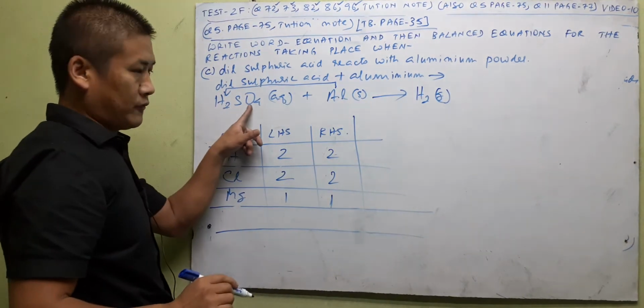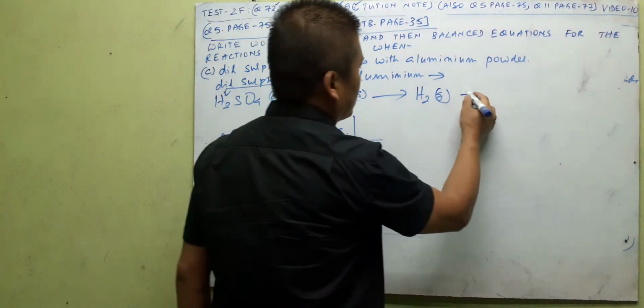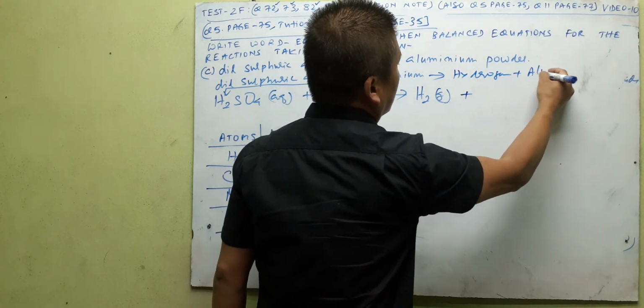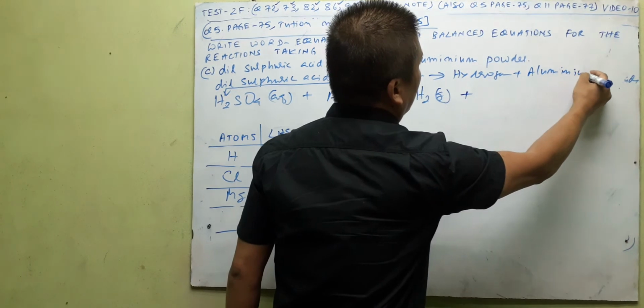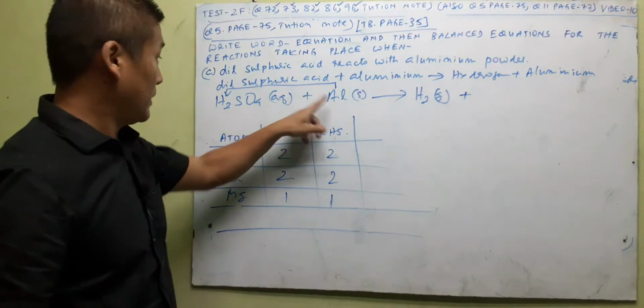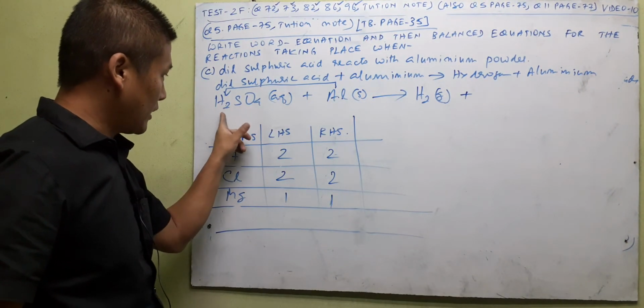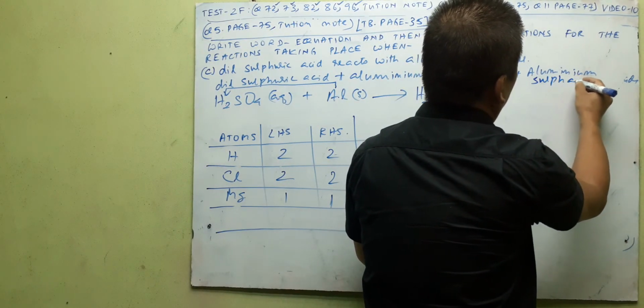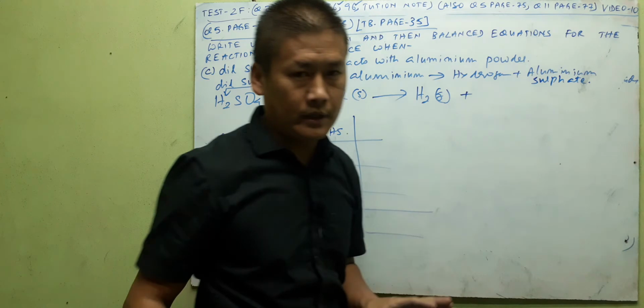So Al and SO4 means aluminum and sulfate. So you will get here hydrogen, word equation, plus aluminum sulfate. The clue is, if you observe the left side, you'll get it. No need to memorize. Al and SO4 means aluminium sulfate. It's because SO4 2 minus is the sulfate radical, right?